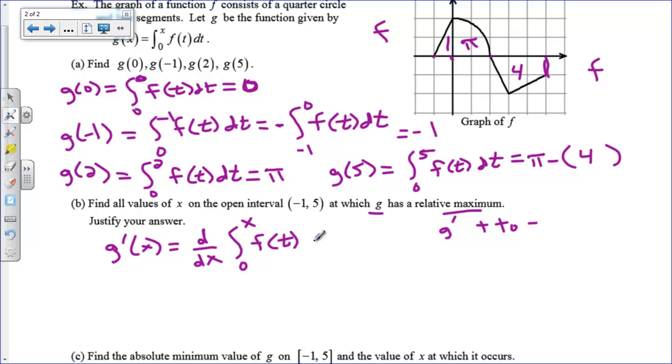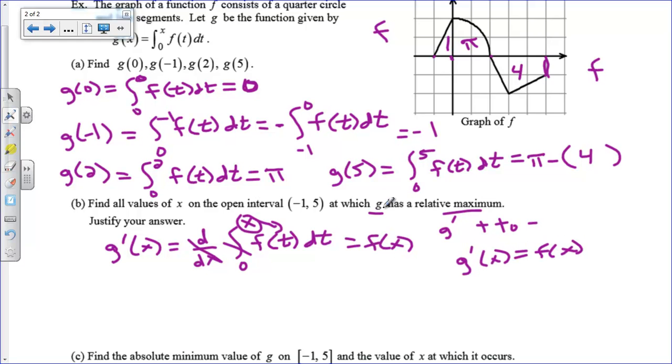So this is why we need the second fundamental theorem of calculus. We're going to need to be able to take the derivative of an integral. The derivative and the integral basically cancel each other. The only thing that happens is x comes in for t, and we get f of x. So this graph right here is the derivative of g. G prime is equal to f.